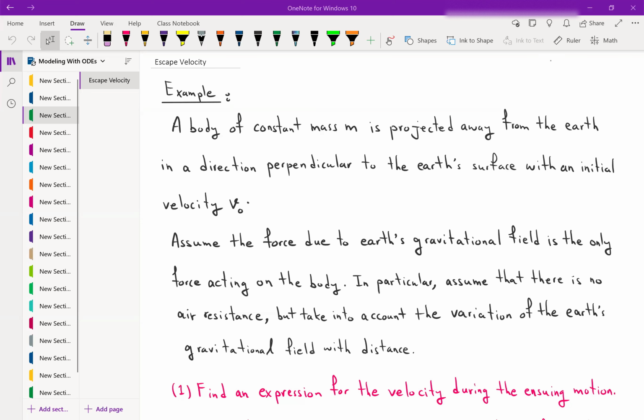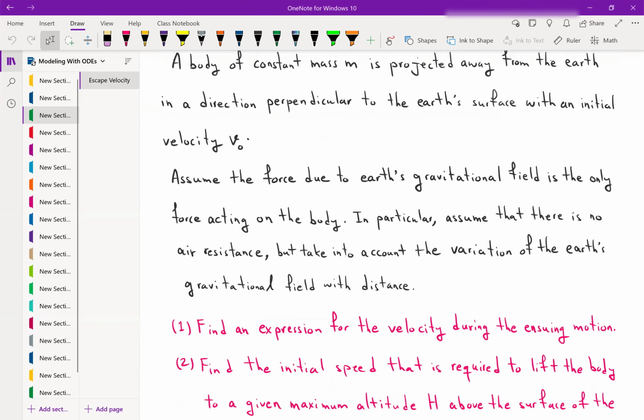So as opposed to many other examples where we assume that the force due to gravity is constant, it is mg, here we want to be more careful about the gravitational force. And we will be careful, as you will see. So let's see what the problem is asking us. Find an expression for the velocity during the ensuing motion. So one of the key things that we want to find is the velocity. We want to know what the velocity is at any stage during this motion.